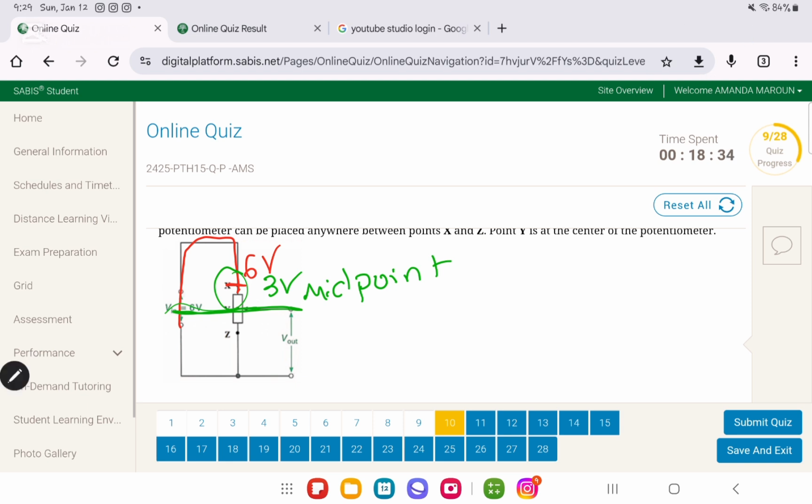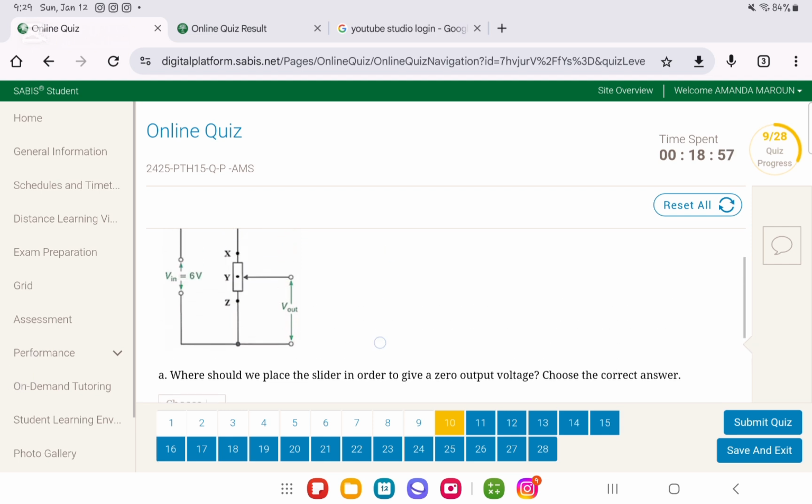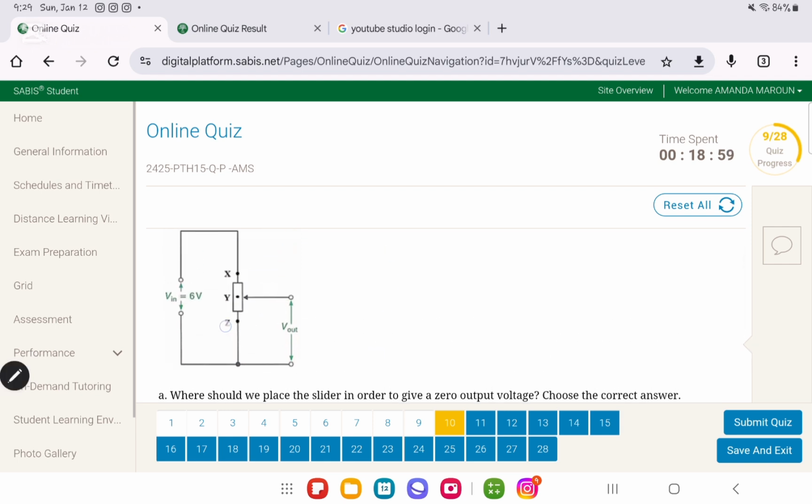Whereas if you put it at Z, because Z is inside of the line and outside of the potentiometer, then it is going to resist 0 volts. So they asked us where we should put it in order to give us a 0 output voltage. Definitely, we will put it over here.